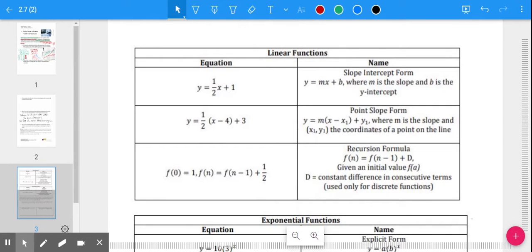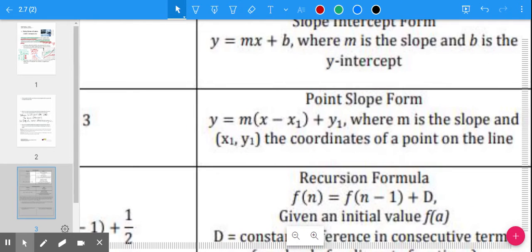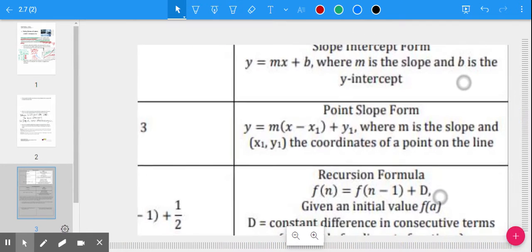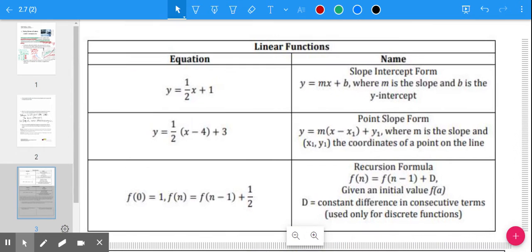All right, so looking at the back, there are 3 types of linear equations. We have y = mx + b, which is the slope-intercept form. We have y - y1 = m(x - x1), the way they've written point-slope form right here, where m is the slope and (x1, y1) are the coordinates of a point on the line. And then we have the recursive formula, which is f(n), a function where n is our variable, = f(n - 1) + d.